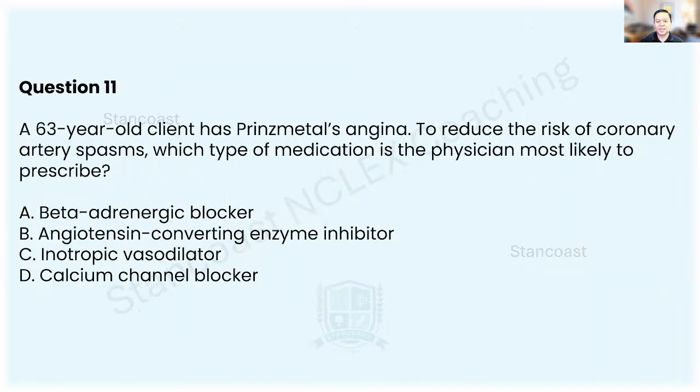Now let's take a look into 11. A 63-year-old client has Prinzmetal's angina. To reduce the risk of coronary artery spasms, which type of medication is the physician most likely to prescribe? Take a look here. A 63-year-old client has Prinzmetal's type of angina. To reduce the risk of coronary artery spasms, which type of medication is the physician most likely to prescribe? A, beta adrenergic blocker. B, angiotensin converting enzyme inhibitor. C, inotropic vasodilator. D, calcium channel blocker. Your answer, please.